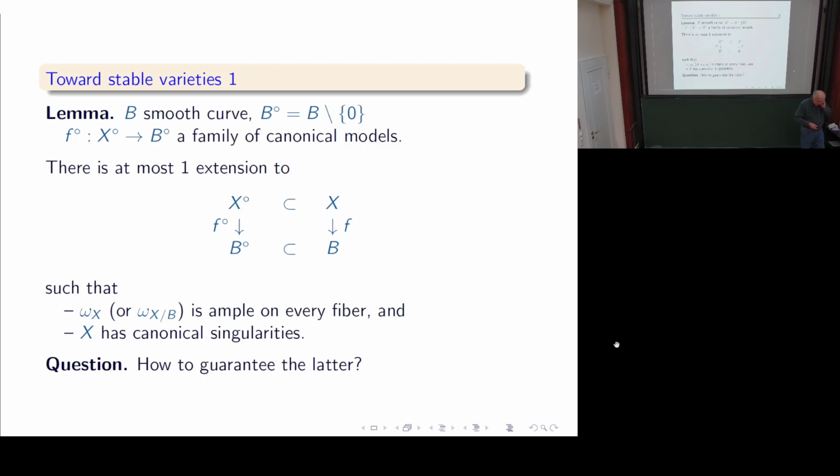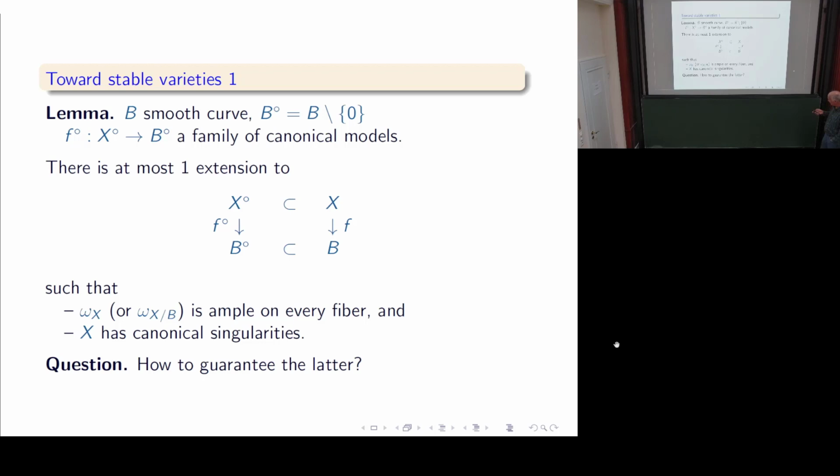Okay? And so now, this ampleness we can get, not too bad, but the question is, how can we guarantee that this X has canonical singularities? See, I'm not saying here that the fibers have canonical singularities, just that the total space has canonical singularities. If you think about it, if you start with a family of smooth curves, then in the Deligne-Mumford compactification, the fibers are not smooth. They have nodes. So I get worse singularities on the fibers, but the total space has canonical singularities.